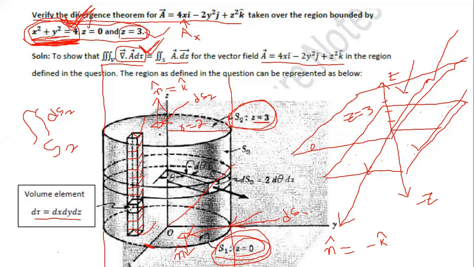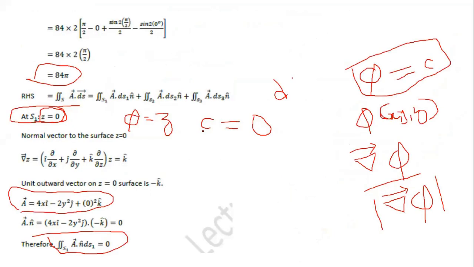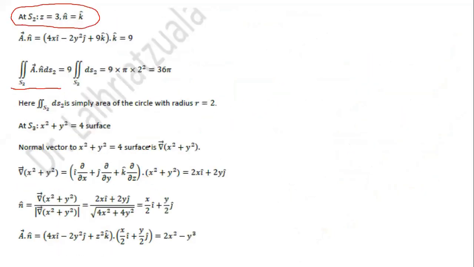Area of the circle, as you know, is pi r square. Your radius is 2. So this is simply the area of the circle with radius 2. Now area of the circle with radius 2 is pi r square, r is 2, so 2 square is 4, 4 into 9 is 36, so you have 36 pi here. Now we have the last surface, that is S3.